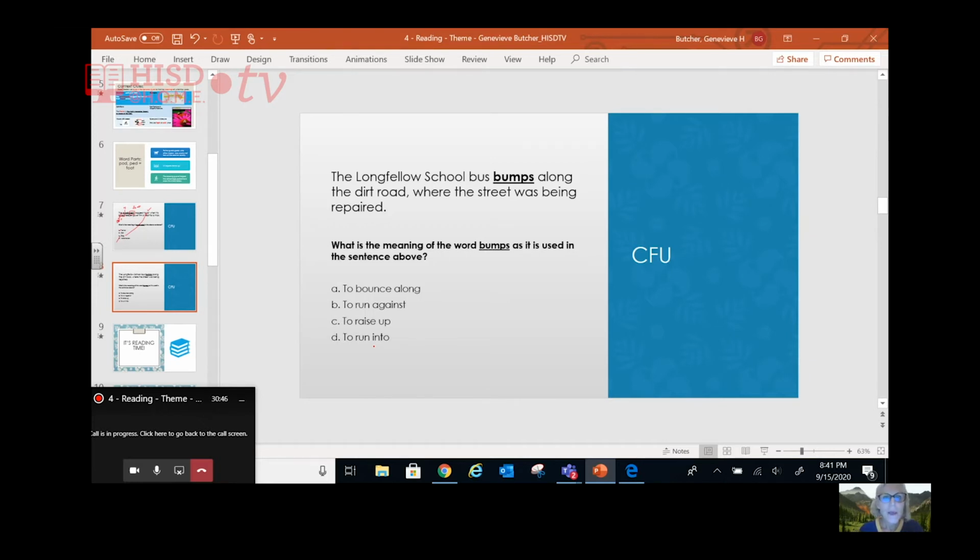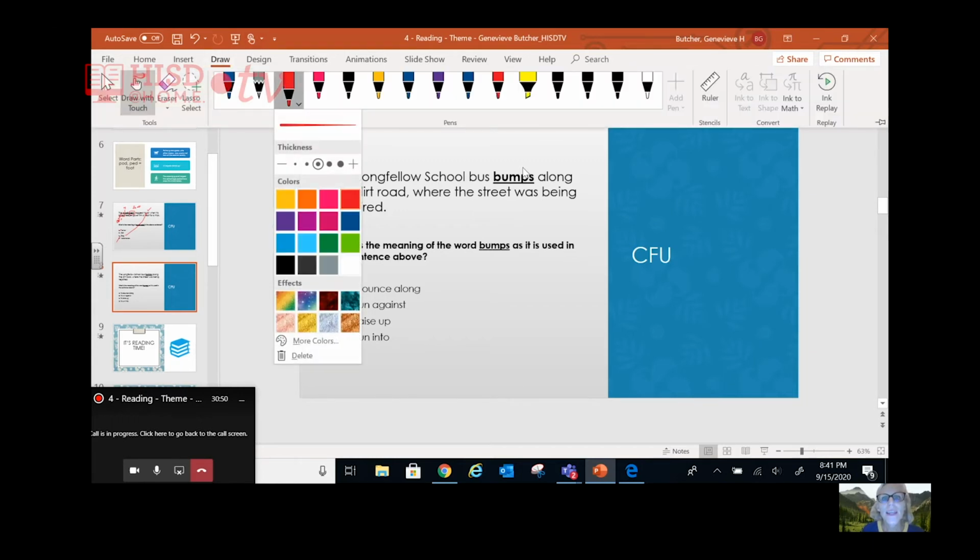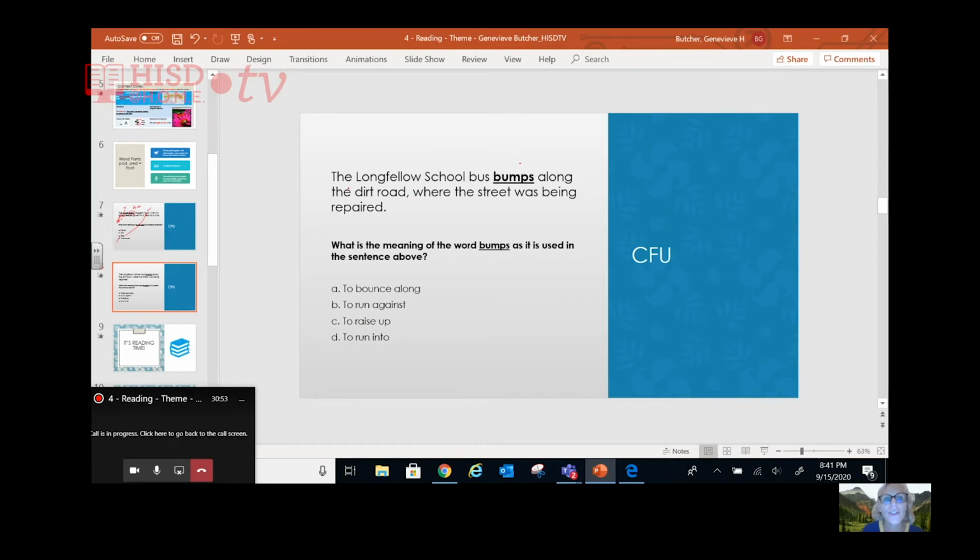Okay. So the bus bumps along the dirt road. I'm going to go ahead and take my little pen. If it bumps along the dirt road, dirt tells us something where the street was being repaired. I use my background knowledge. I'm thinking it's probably not smooth. So does it mean to bounce along, to run against, to raise up, or to run into? Well, I know that the bus is banging into these potholes is what I'm thinking. But let me make sure I've got it right.